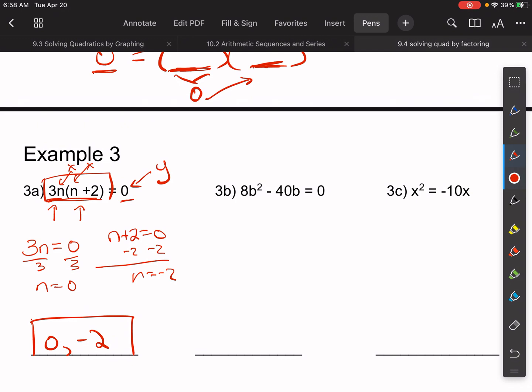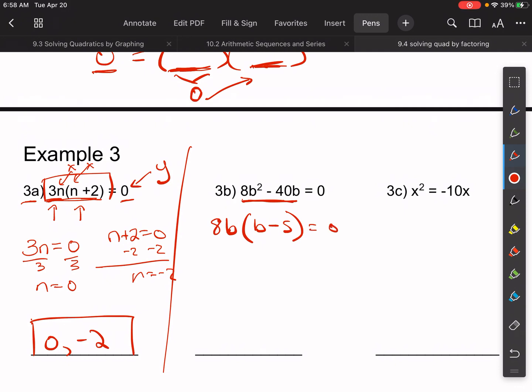All right, so for 3b, it's a little more difficult. You need to factor this first. Once we've factored it, we could do what we did in 3a. So for this one, let's take an 8 out of both, because 8 goes into 8 and 40, and we can also take a b out. If we take an 8b out, we're left with b minus 5.